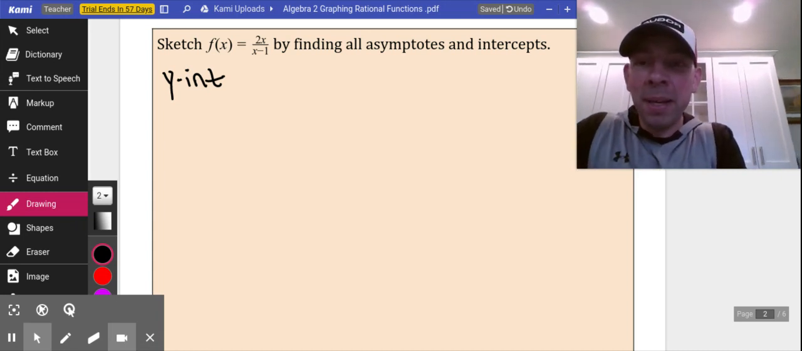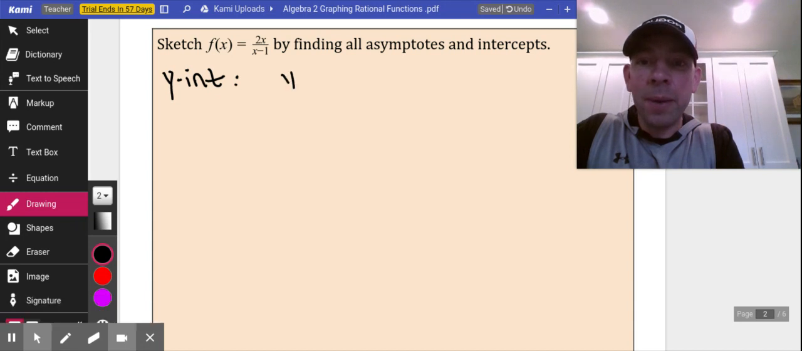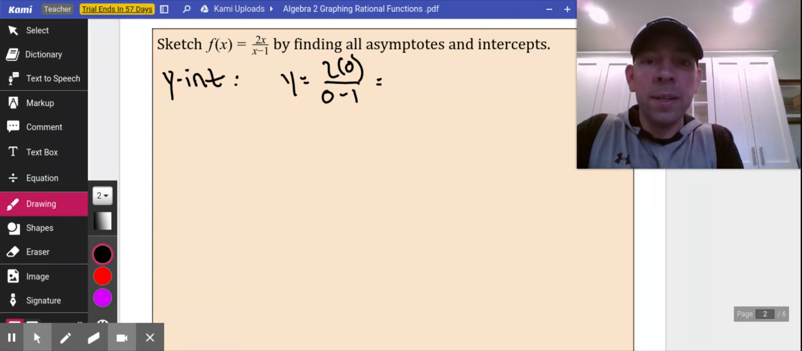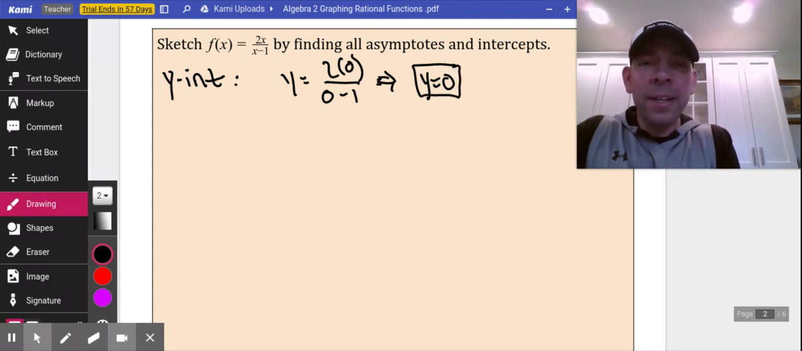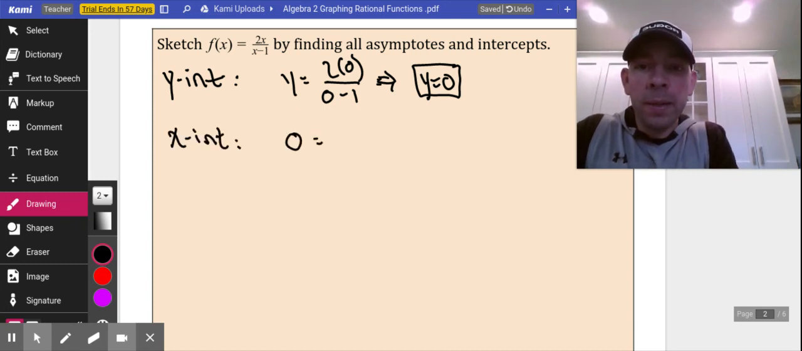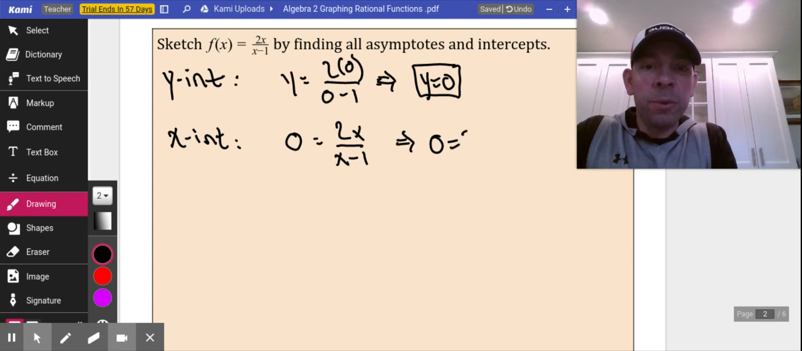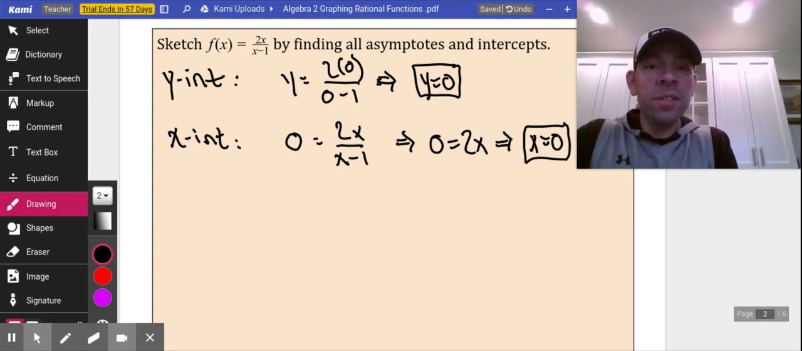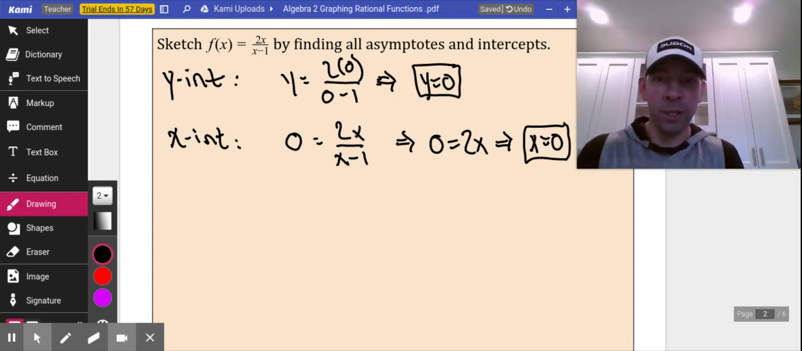For our y-intercept, I'm going to substitute a 0 for x, and we could say y equals 2 times 0 all over 0 minus 1, which makes y equals 0. So not the most exciting outcome we've ever had, but we'll take it. To find the x-intercepts, this time we're going to substitute a 0 for y. By the time we cross multiply, it'll just be 0 equals 2x, which implies that x also equals 0. So in other words, this graph is going to go right through the origin if both your x and your y-intercepts are 0.